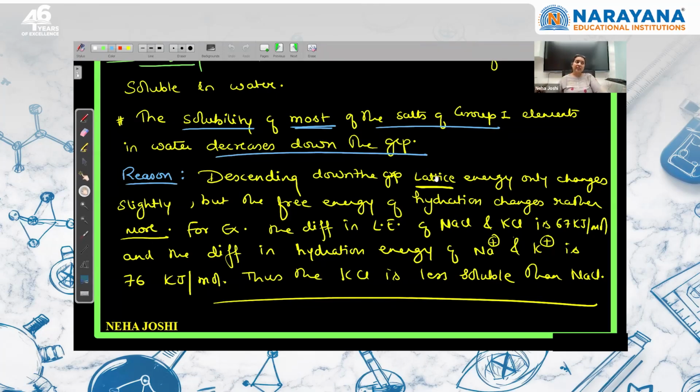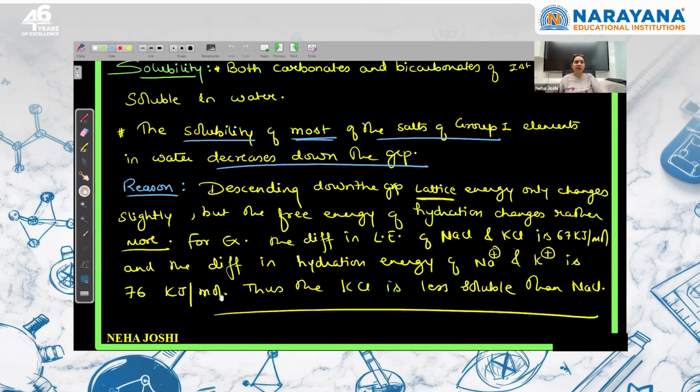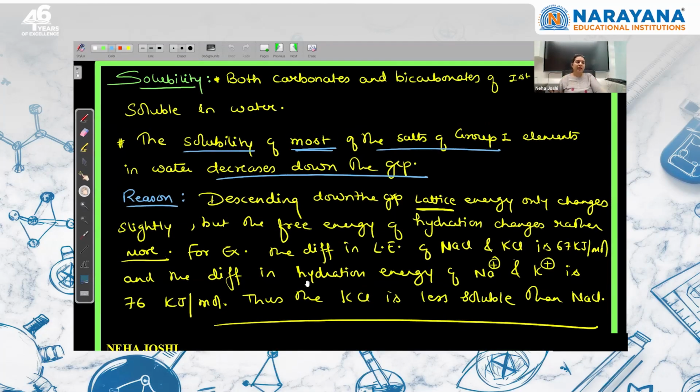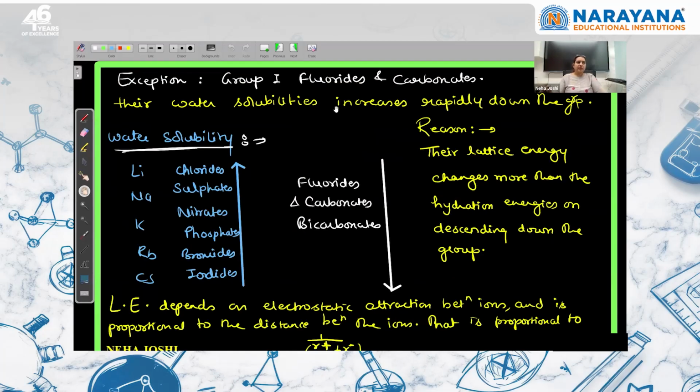Whenever there is a decrease, use hydration energy. Whenever there is an increase, then use the term lattice energy. So here there is a decrease. So you will say that lattice energy has negligible change, whereas hydration energy decreases considerably, and so the solubility decreases. That is the standard format of explanation. If you keep this in mind, you don't have to remember the reason for each and every one. Exception.